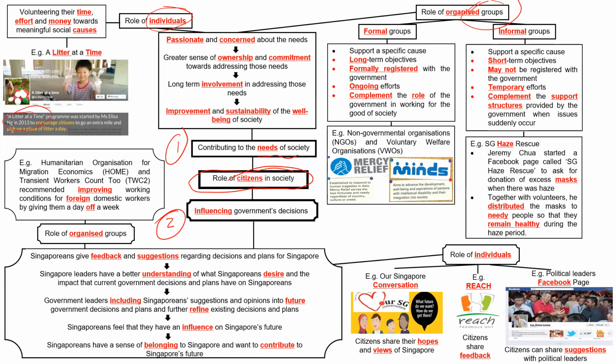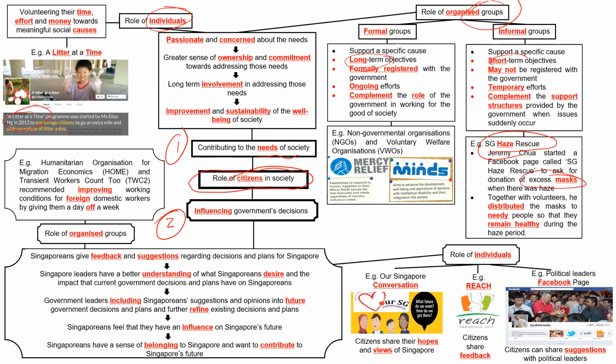Or you can join a group and volunteer more on the long term, or volunteer with a group to make society better. So an example, okay, SG Haze Rescue. When Singapore experienced a lot of haze, or you can even say when Singapore had a lot of COVID, people came together to make masks. In the case of COVID, people came together to make masks and distribute hand sanitizer. Okay, they can make society better because they provide a certain service that is considered important.